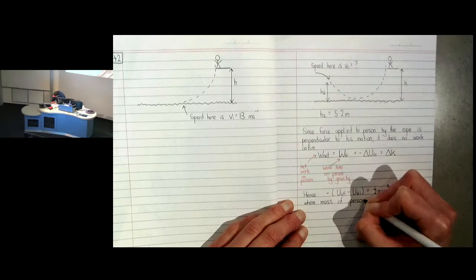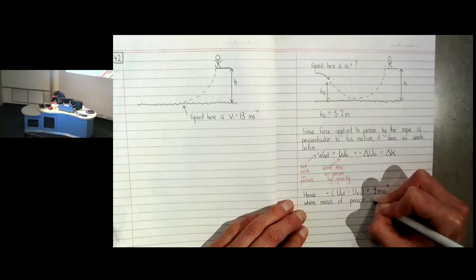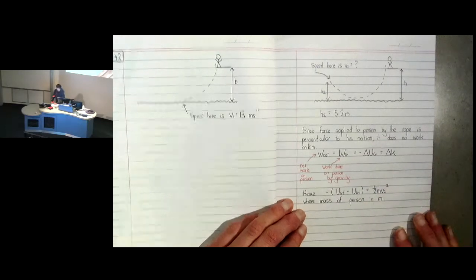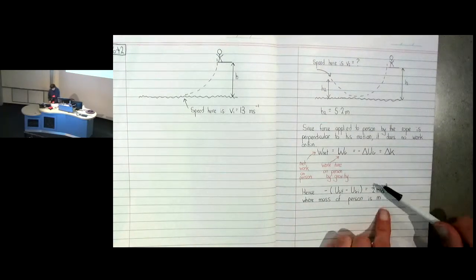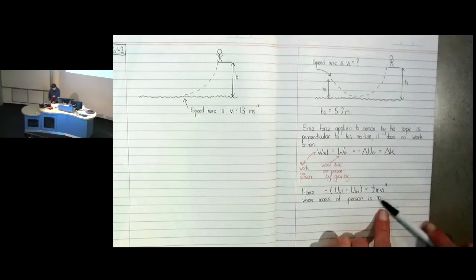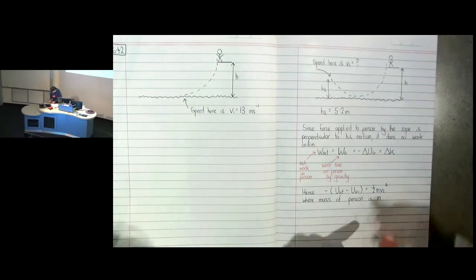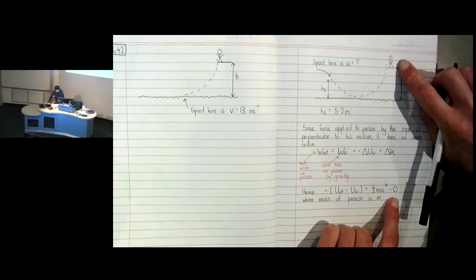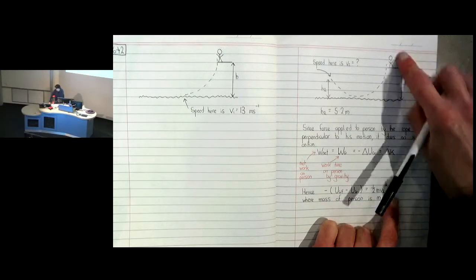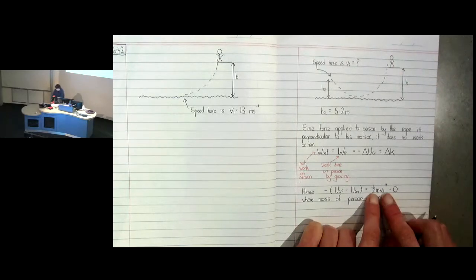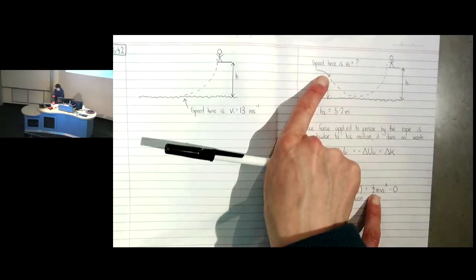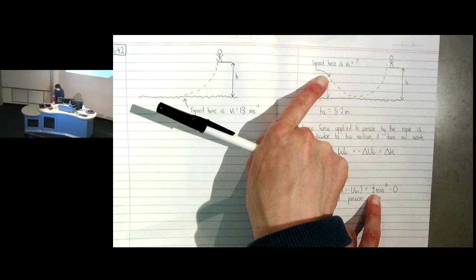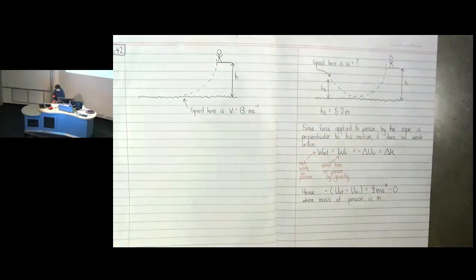I don't actually know the mass, but that's what his kinetic energy is. If we did know his mass, it would be a half m times his final velocity squared, minus 0, because his initial kinetic energy was 0 since he starts from rest. His final kinetic energy is equal to his mass times the square of his final speed times a half.